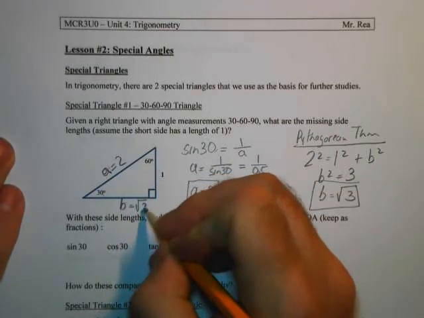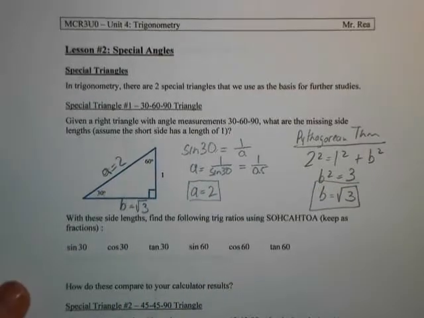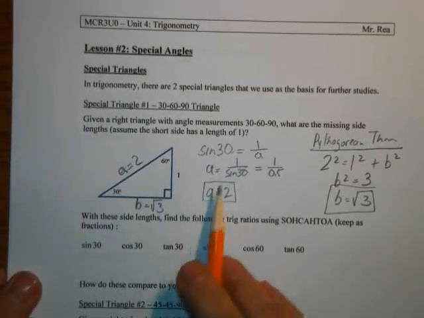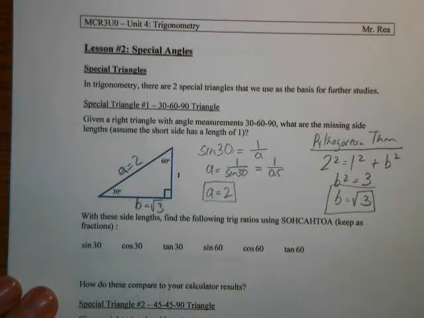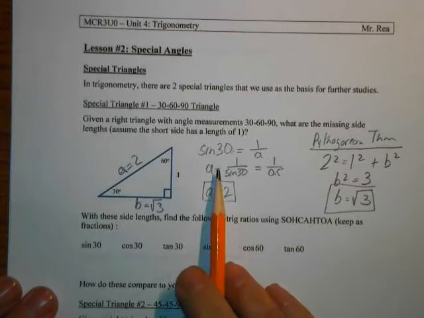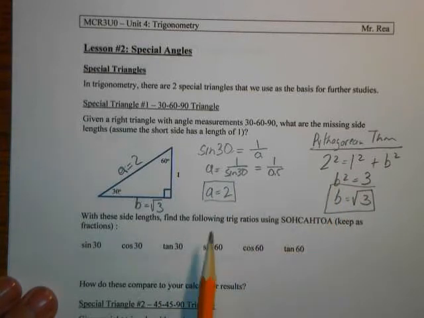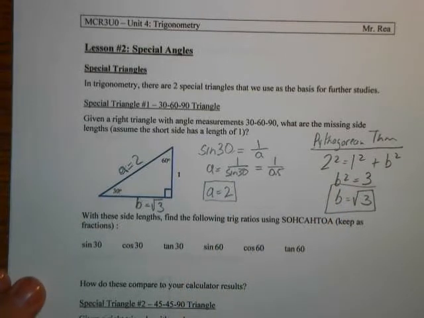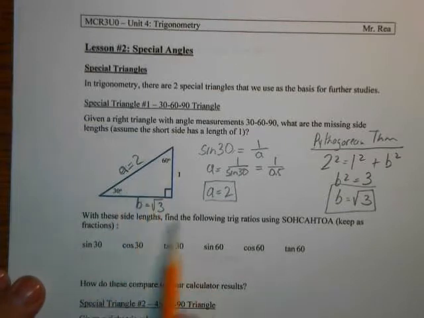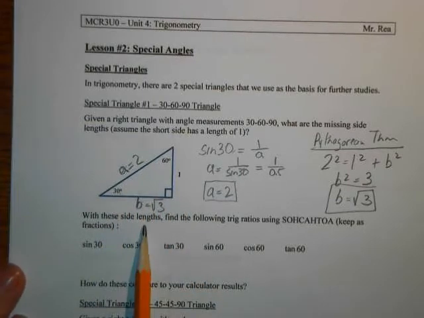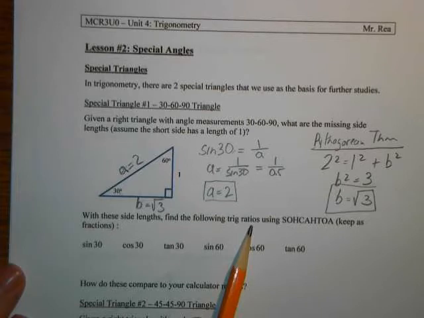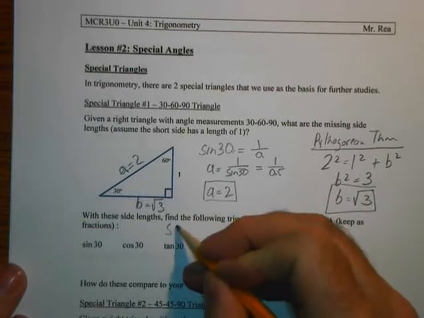So I've accomplished what looked like something very difficult. I was able to complete it using the sine ratio and Pythagorean theorem. Okay, so the next part says, we're still working with this triangle. With these side lengths, find the following trig ratios using SOHCAHTOA. Keep as fractions. So no rounding, just one number over another. So let's remind ourselves, SOHCAHTOA.